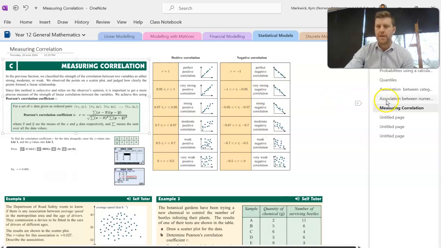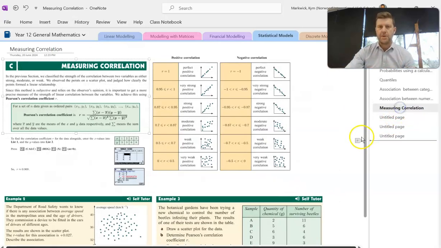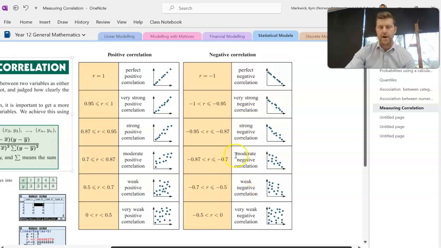In my previous video, we were looking at the association between numerical variables, looking at scatter plots and lines of best fit over those points, and trying to make an interpretation whether the correlation between those variables was strong, moderate, weak, etc. But that comes down to individual interpretation. So to make that a little bit less subjective, today we're going to be looking at this table, and when we determine our value of R, it will fall into one of these ranges, and we'll say there's either a perfect positive correlation, a very strong positive correlation if R falls between 0.95 and 1, etc. We'll use that to talk about how strong or weak the correlation is between those two variables.